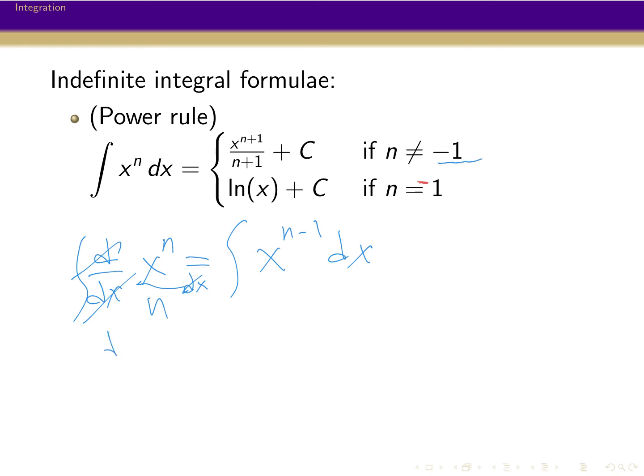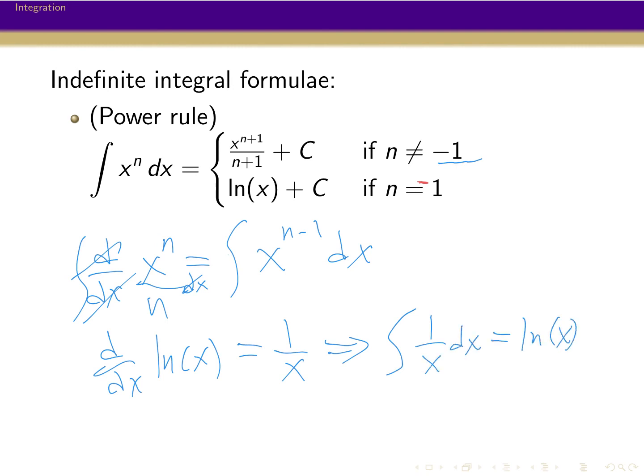And then, if you remember, we did this recently, when you take the derivative of natural log of x, you get 1 over x. And so when you take the integral of 1 over x, you get back natural log plus c. In fact, this is one way to think about defining the natural log: it's the area underneath 1 over x. And just to emphasize, this is only when n is equal to minus 1.